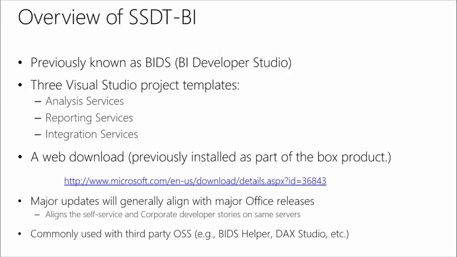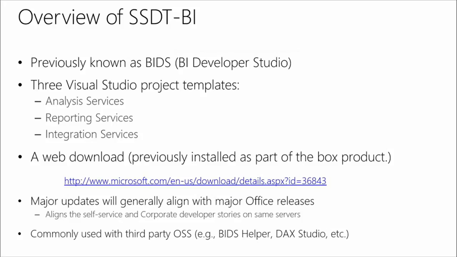It was previously known as BIDS. So sometimes in the literature you'll see, what's happened to BIDS, or where can I find BIDS? Correct me if I'm wrong, BIDS was Business Intelligence Development Studio. Right, exactly. But no longer. And as I mentioned, there are three project types in there: Analysis Services, Reporting Services, and Integration Services. Those are the three project types that are there.